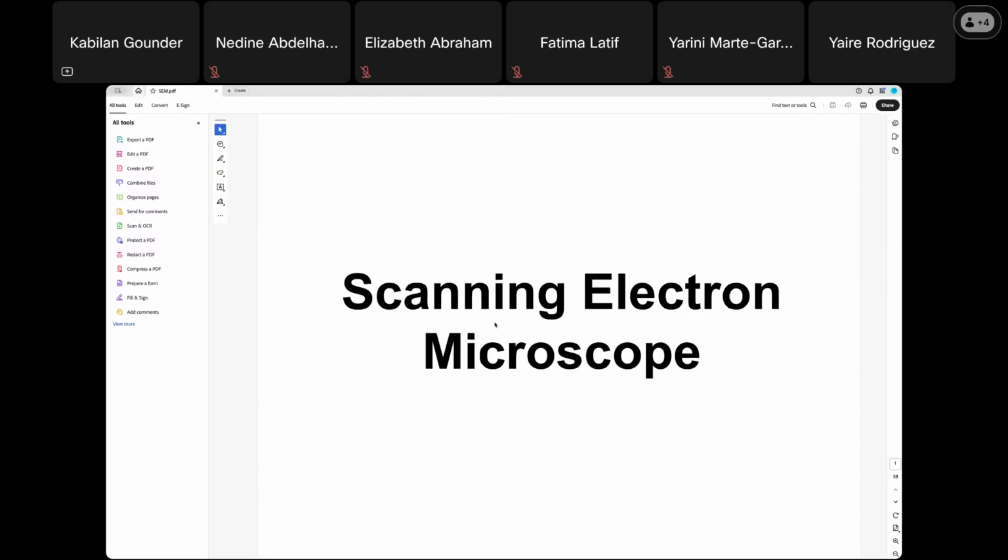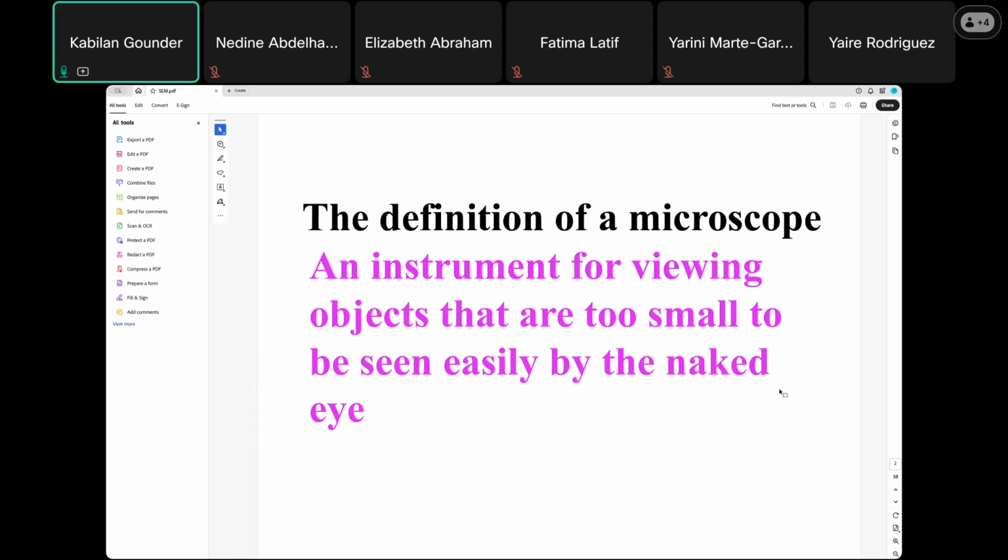So the next is the scanning electron microscope. Why do you have to use a scanning electron microscope or electron microscope compared to a light microscope or fluorescence microscope? What is the advantage? We'll see one by one. As we discussed, the microscope is an instrument for viewing objects that are too small to be seen easily by the naked eye. That is the purpose of our microscope.